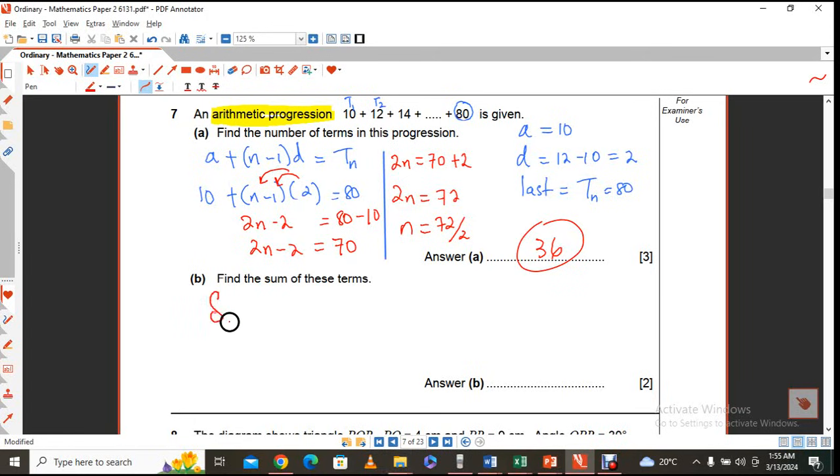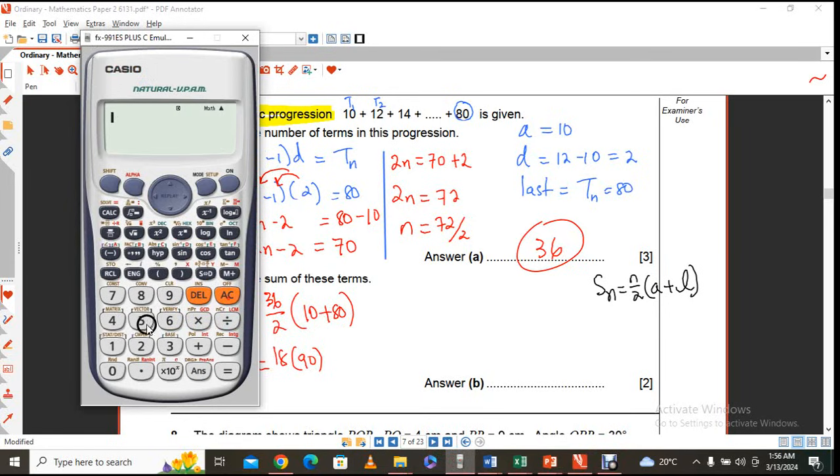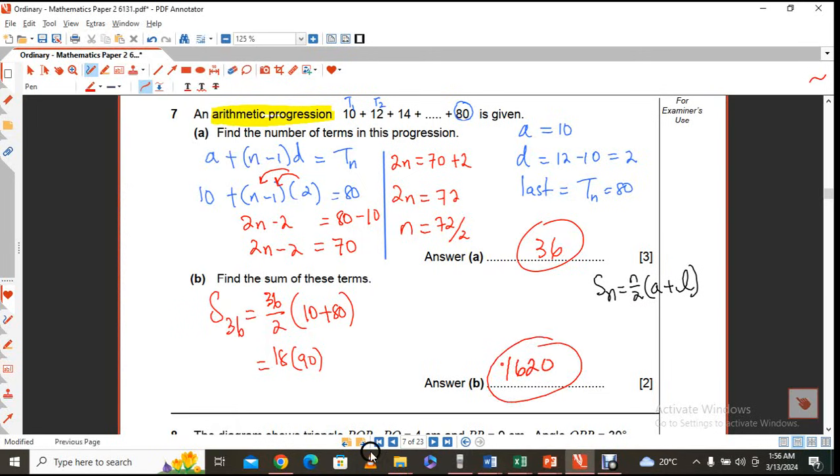Now we have to find the sum of these 36 terms. And the formula that I'm going to use is this straightforward formula, S sub n equals n over 2 times a plus L, because I know what the last term is. The last term is 80. So I know that there are 36 terms, and then the first term is 10 plus 80. You can just punch that in the calculator. So half of that is 18, and this is 90. And don't be afraid to say, what is 18 times 90? So that's 1620, and that is the correct answer.